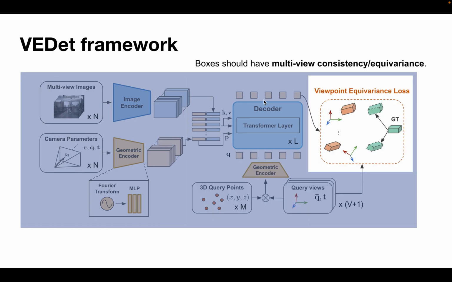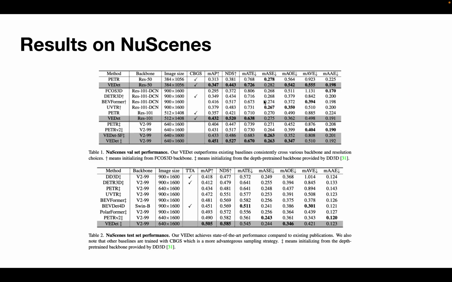Finally, during training, our proposed viewpoint equivariance loss encourages the model to predict 3D bounding boxes to have multi-view consistency, which leads to better detection performance. As a quick glance at the performance, we achieve state-of-the-art detection on nuScenes, a large-scale driving dataset. Now let's dive into more details.